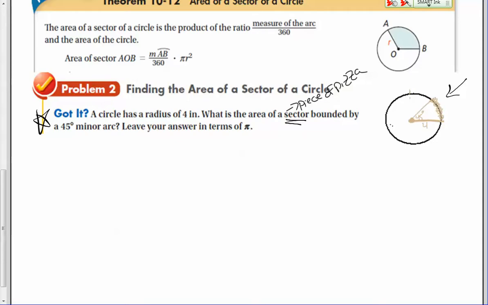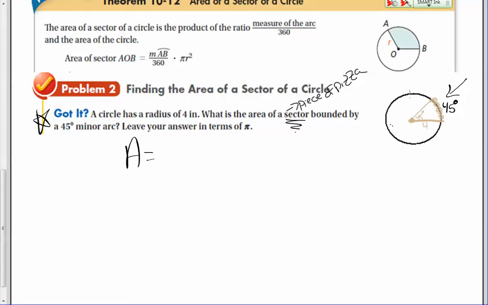Okay, remember when it says sector, it means a piece of pizza. So I want the area of a piece of pizza that has a 45-degree minor arc. Well, we know that if it's a 45-degree arc, we also know that it's a 45-degree angle because you are what you eat. And so looking at my picture then, I would like to know how much pizza I'm eating. So I'm going to set up my problem the same way I did before, only this time I'm dealing with area, not circumference. So I need to find the total area, then figure out how much of the pizza I'm eating, and multiply that by the total.